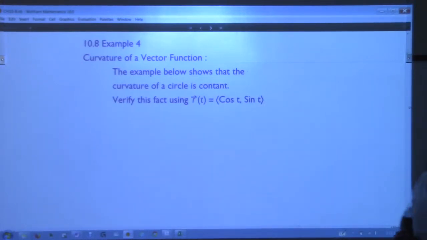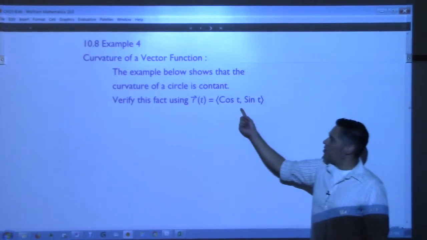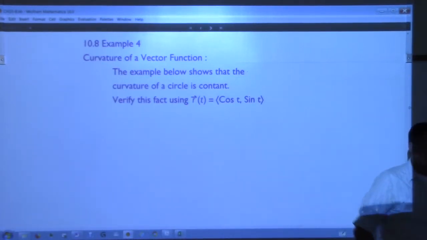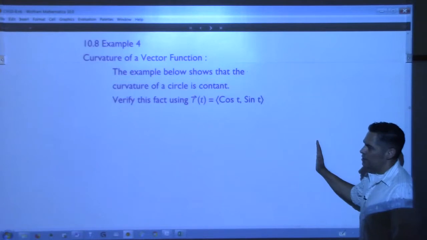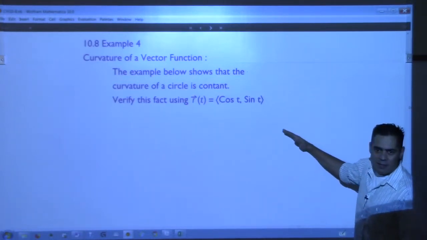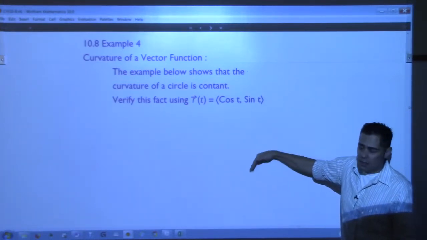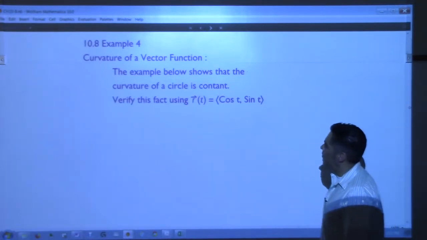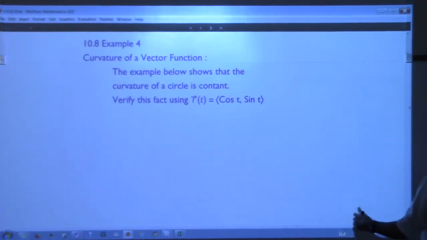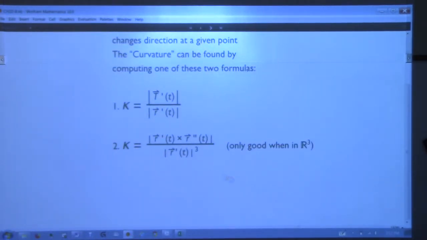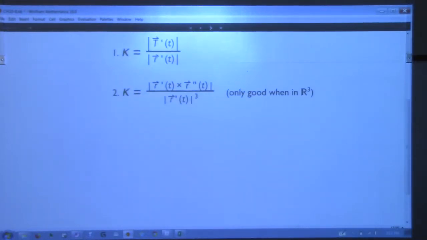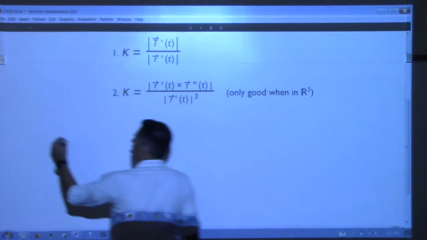Show that the curvature of a circle, of this, which draws a circle, right? Show that its curvature is constant. So would it make sense that it's constant? If you're drawing a circle, curvature is somehow measuring how fast the function is turning. So let's compute it. And I'll go back to the note so we have the two formulas here. There they are.